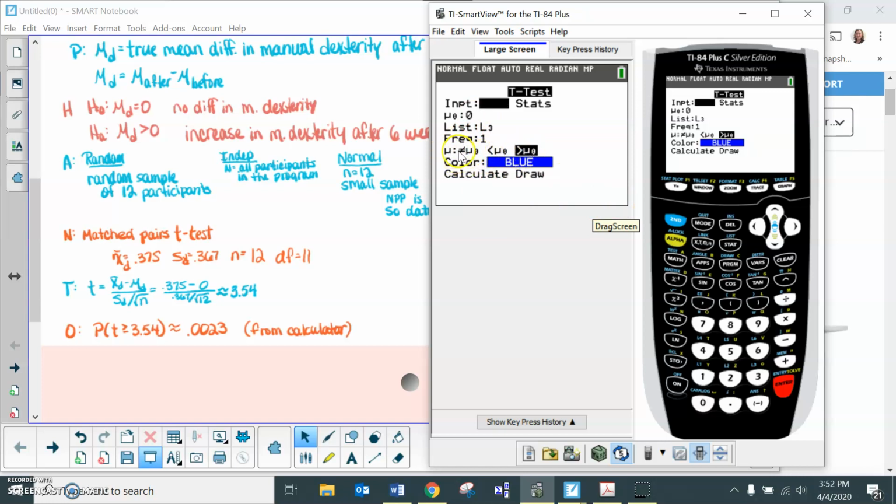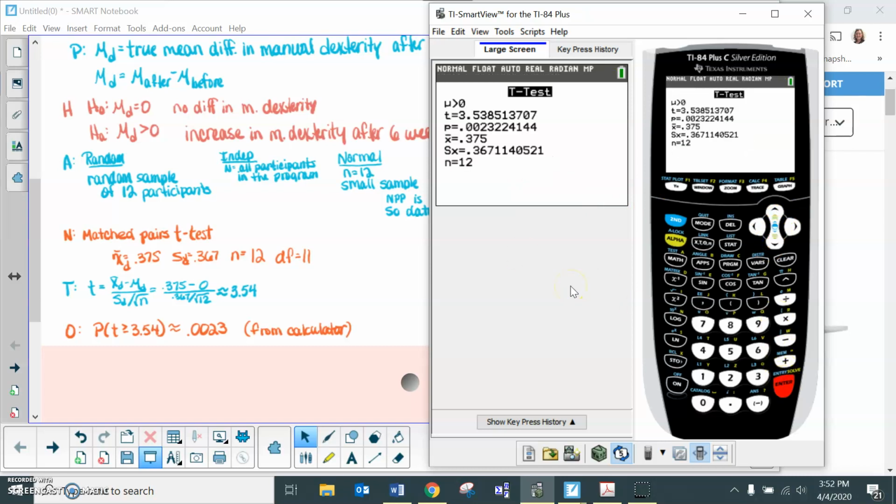Now this part where it says mu not equal to, less than, or greater than mu 0, that's the really important part, because you want to make sure that whatever you choose down here matches your alternative hypothesis. And remember, we expected those values in L3 to be positive, so we're going to pick greater than when it comes to that step. And then I'm going to hit calculate. And this is where the magic happens. Look at that. There is the t-score that I wrote down over here.